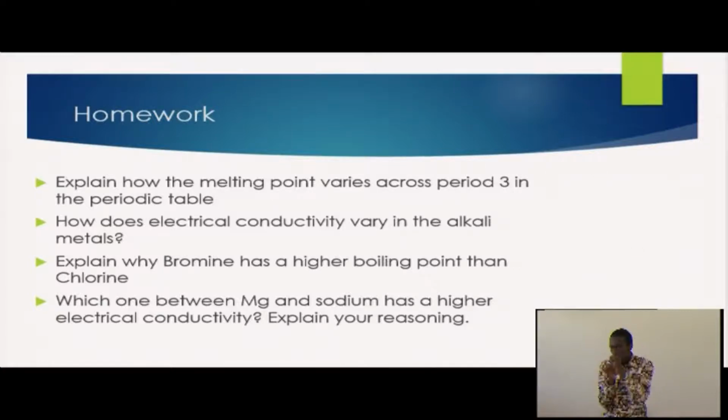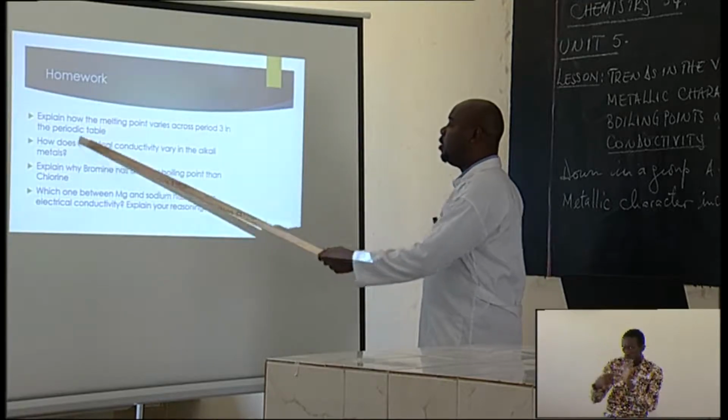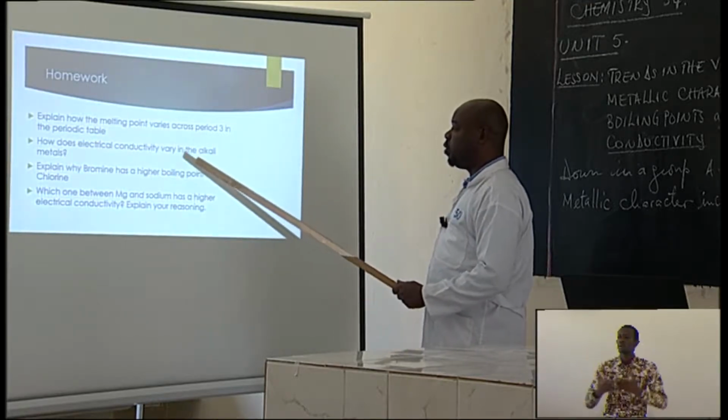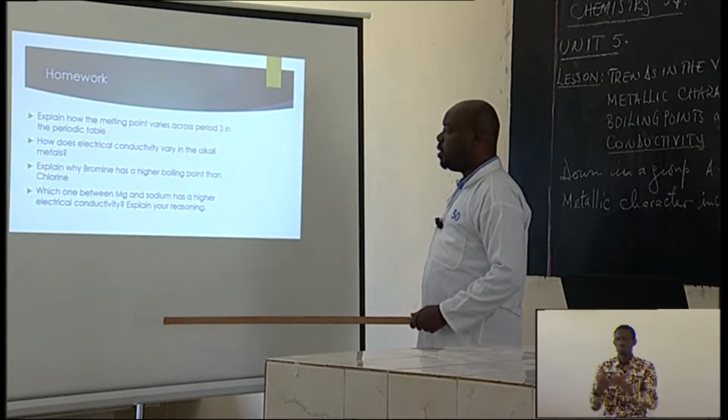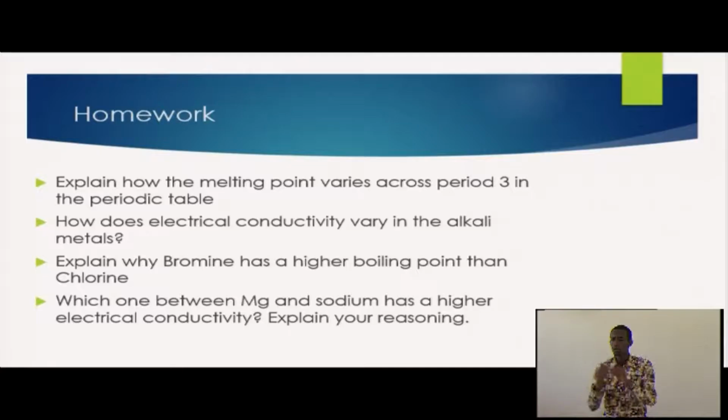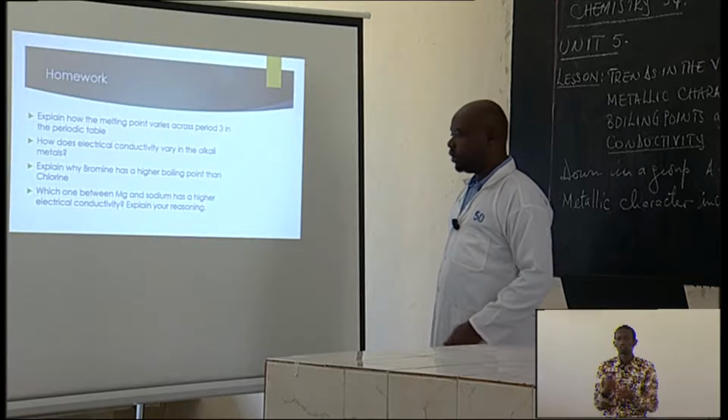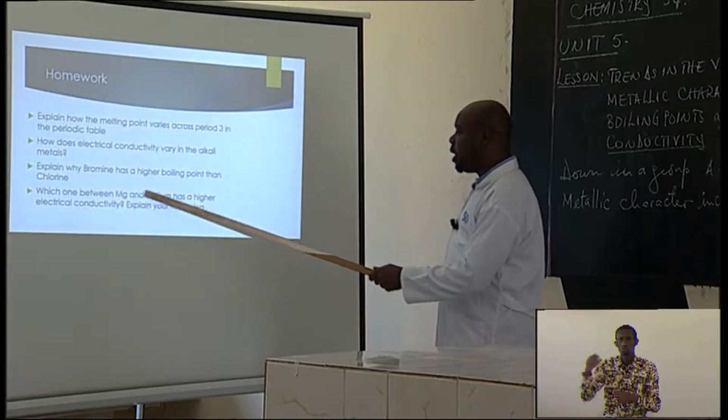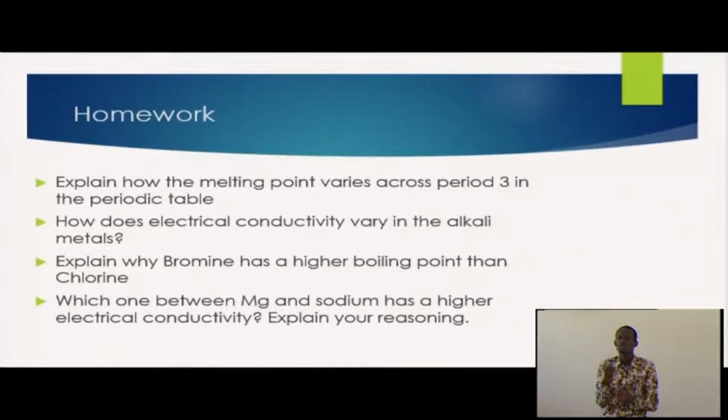Explain how electrical conductivity varies in the alkali metals, that is group number 1. We have given the example of group number 2, so how do you think it will be in the group of alkali metals? And question number 3, explain why bromine has a higher boiling point than chlorine. And the last, and of course not the least, which one between magnesium and sodium has a higher electrical conductivity? And you explain your reasoning.